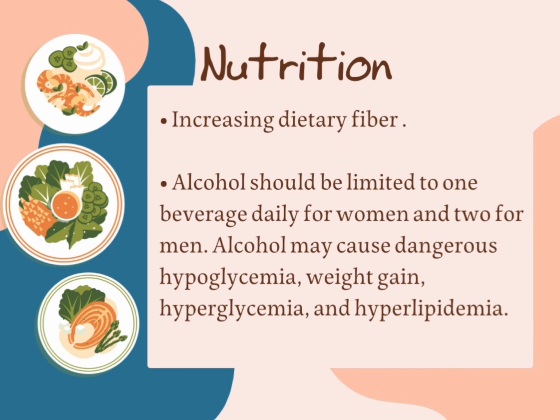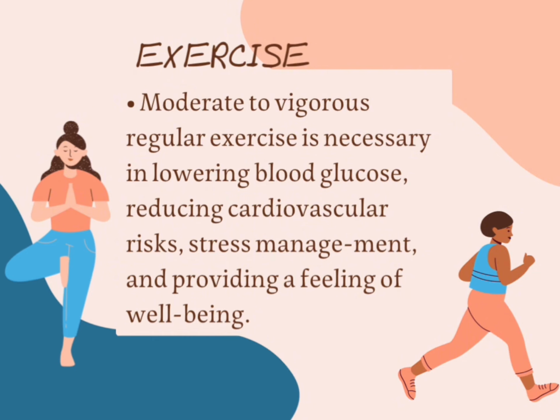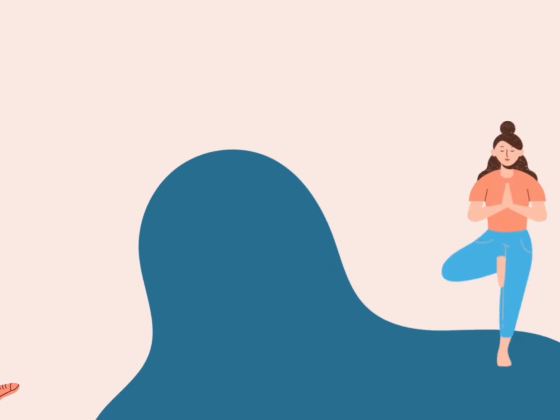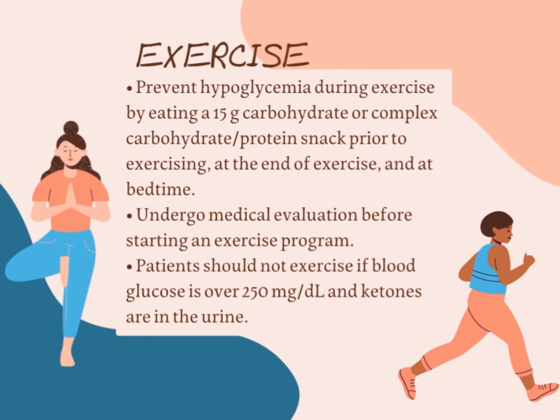ثانياً الإكسرسايز. Moderate to vigorous regular exercise is necessary in lowering blood glucose, reducing cardiovascular risk, stress management, and providing a feeling of well-being. Prevent hypoglycemia during exercise by eating a 15-gram carbohydrate or complex carbohydrate and protein snack prior to exercising, at the end of exercise and at bedtime.